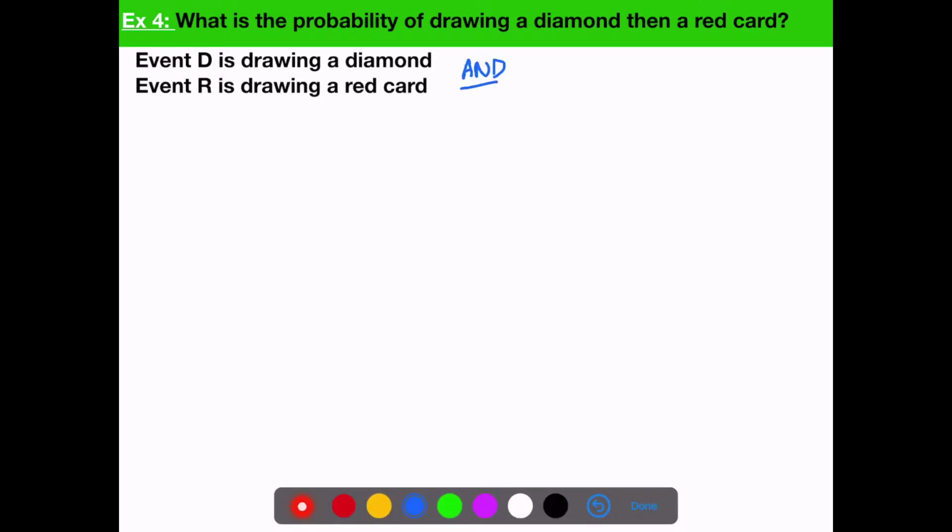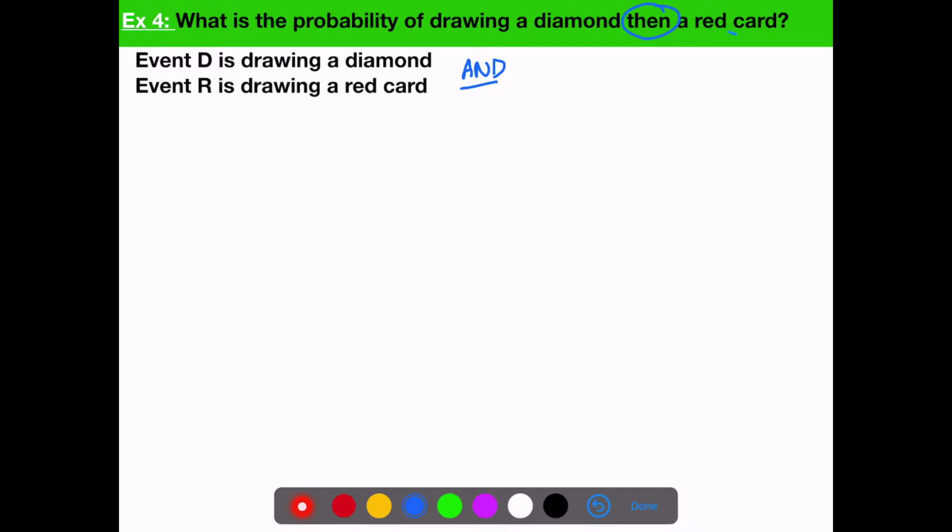Okay, so since it's an and, we're going to be using the product rule. There's only one way for it to occur, because I've put this then, it can't change the order in which it occurs. This would be a little bit more of a complicated question if I didn't put that then there. If I just said pick a diamond and a red card, there'd be a little bit more going on. So if you want to challenge yourself, you can try that question a little bit later.